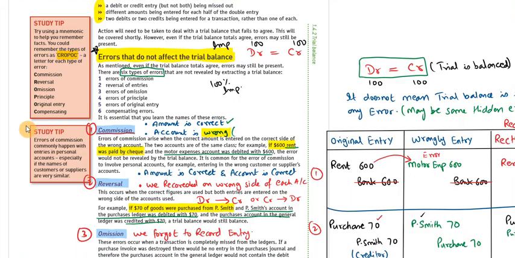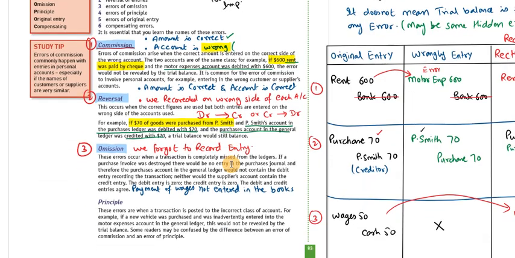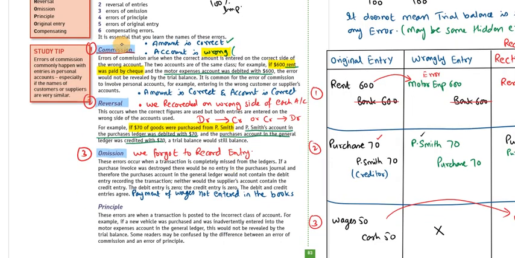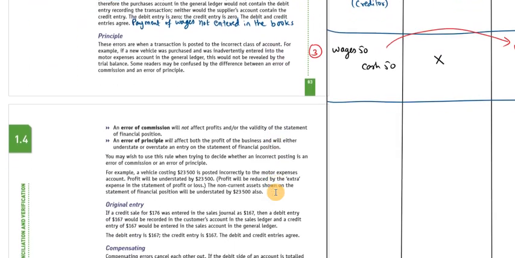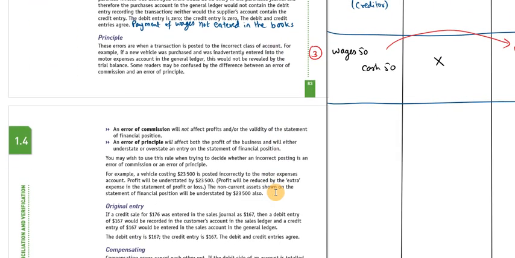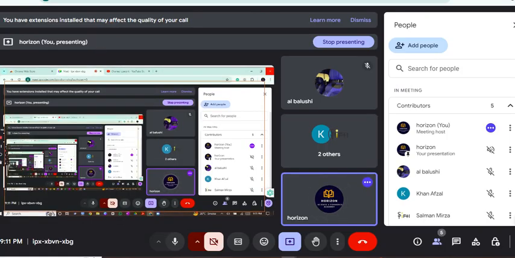So we have discussed the three types of error that don't affect the trial balance. The first one was the error of commission, the second is error of reversal, and the third was error of omission. These are the three errors we discussed in the last lecture. In this lecture, we will discuss the remaining three errors. The next error will be the error of principle. This is the fourth error.